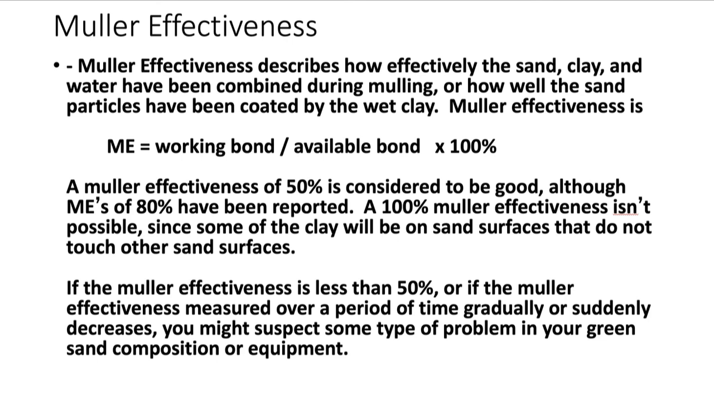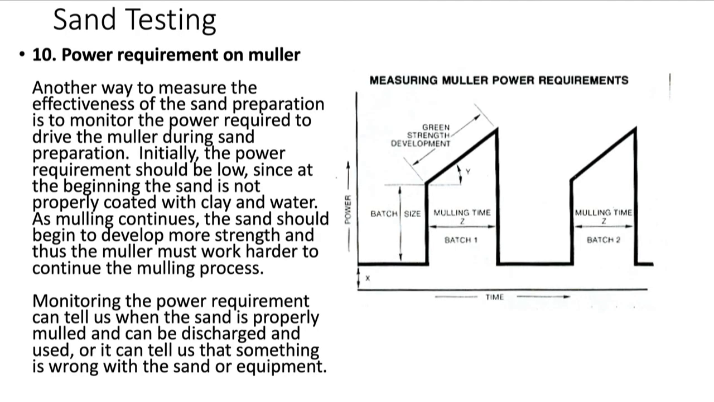100% muller effectiveness is impossible. Some of the clay is not available for bonding because it's just coating the surface of the sand grain, and it's not actually touching another piece of clay. If it's less than 50%, something happened. The muller broke, the wheels are frozen, something's going on. So you'll have to go and do some maintenance on your muller probably. We did this in the lab.